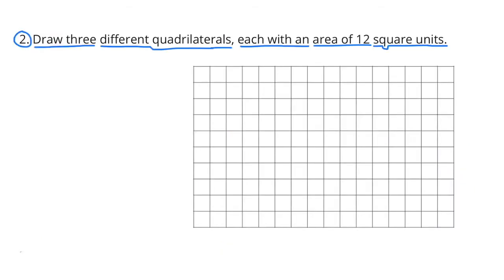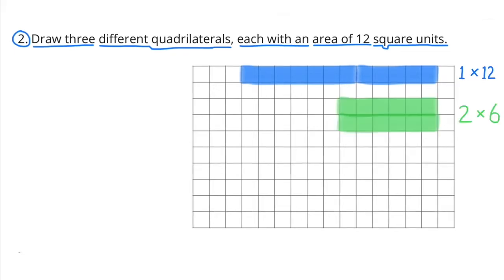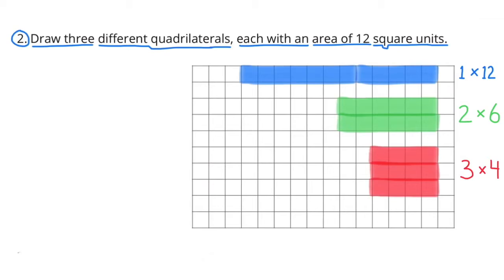Number 2. Draw 3 different quadrilaterals, each with an area of 12 square units. In blue, I've drawn a quadrilateral with an area of 12 square units, and its dimensions are 1 by 12. In green, the dimensions are 2 by 6. And the third quadrilateral's dimensions are 3 by 4.